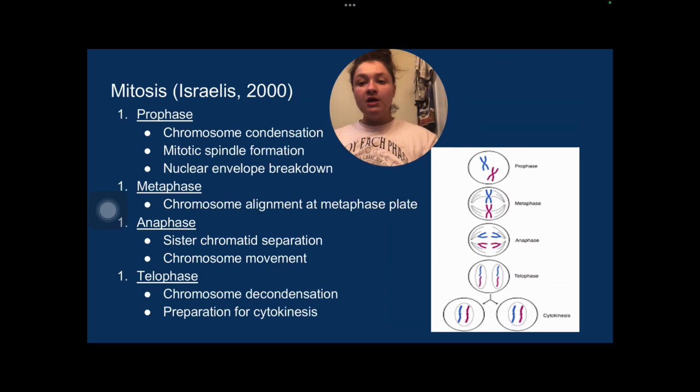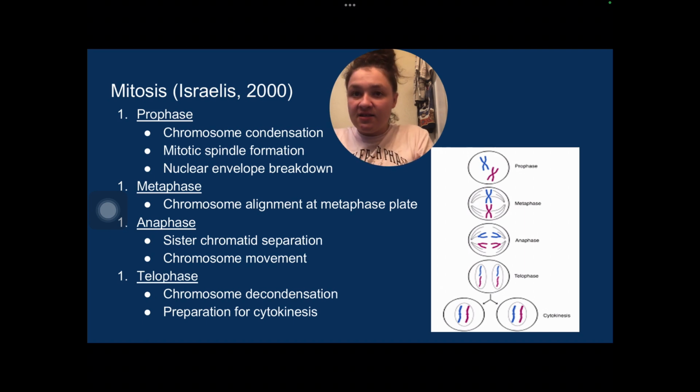Moving on to mitosis. Mitosis is a fundamental process of cell division that enables a single cell to divide and produce two genetically identical daughter cells. This process is crucial for growth, development, and tissue repair in multicellular organisms. Mitosis ensures that each daughter cell receives an identical set of chromosomes, maintaining the genetic consistency across generations of cells.